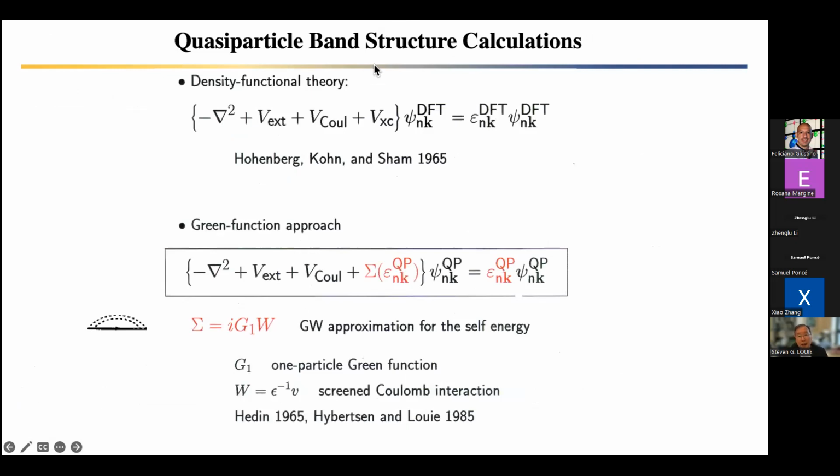So to get the quasi-particle properties of a crystal, one then solves a kind of single-particle-like equation. We call that the Dyson's equation. It looks very similar to that of the Kohn-Sham equation, except that you replace the exchange-correlation potential by this self-energy operator. And within the GW approximation, that is taking this first term, then this is explicitly given by the one-particle Green's function and the screened Coulomb interaction.